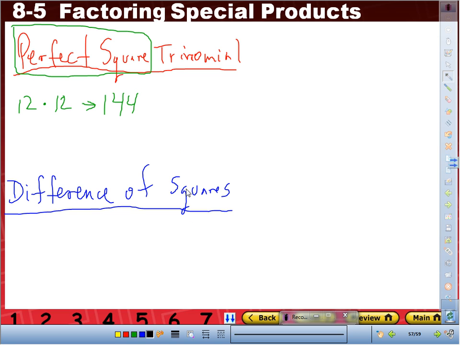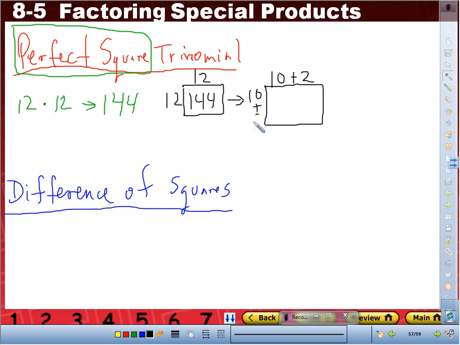Now, so that you can visualize it, here's a square. 144 is the area, so what would be the dimensions of the square? 12 times 12. That's why this number is a perfect square. Another way of writing this would be 10 plus 2. Isn't 10 plus 2 the same as 12? So if I'm using the area model, what would be this dimension? 10 plus 2. So check this out. 10 times 10 is 100. 10 times 2, that's 20. 2 times 10, that's 20. And what is 2 times 2? 4.